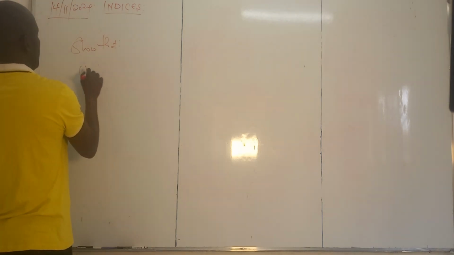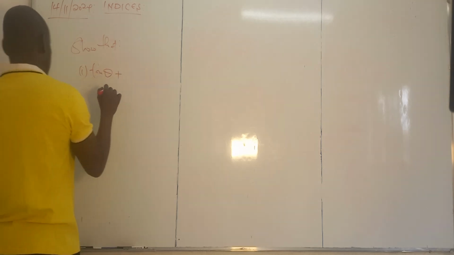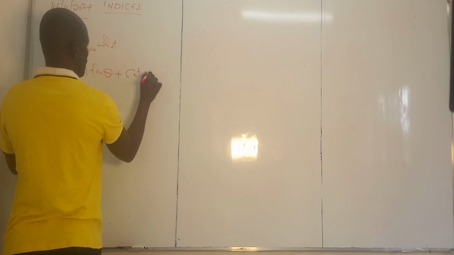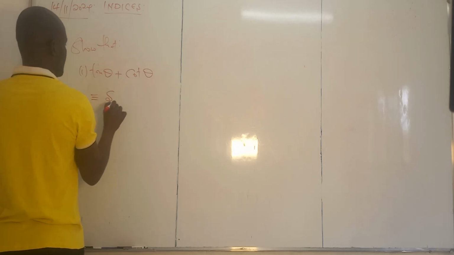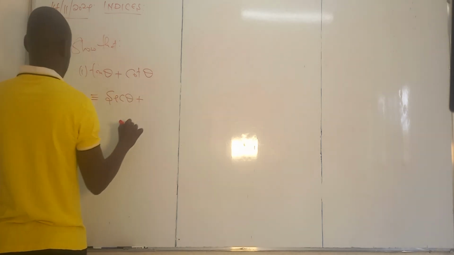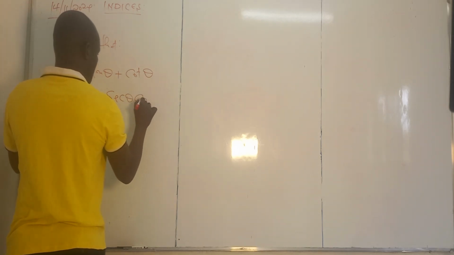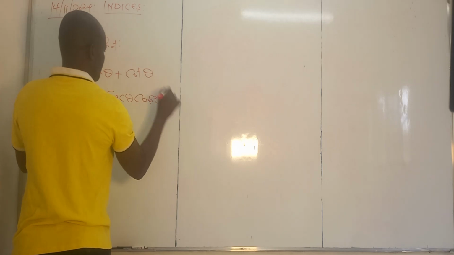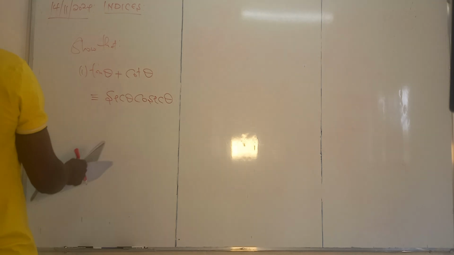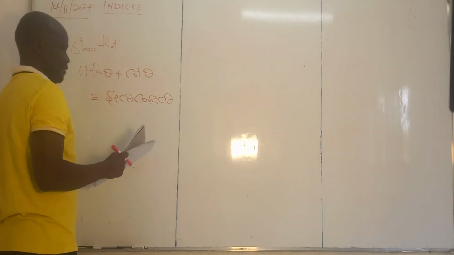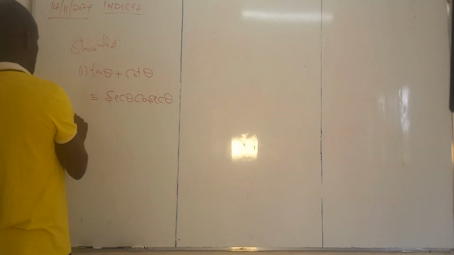Roman 1: show that tan theta plus cot theta is equivalent to sec theta cosec theta. Show that tan theta plus cot theta is equal to sec theta cosec theta. Actually, sec theta times cosec theta. That's Roman 1.